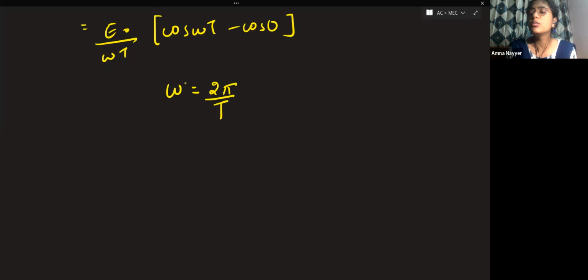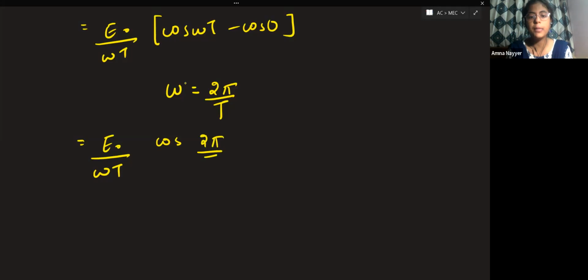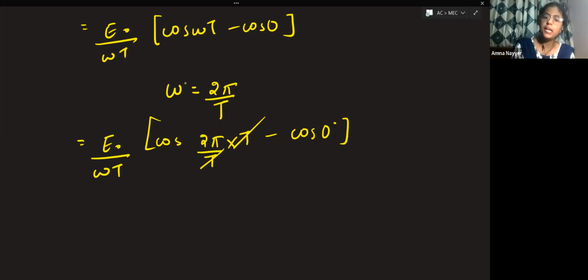Because how will we solve this further? Both are different things, no? Here we have 0. Here we have omega t. We have to have a number. So when you solve this, this becomes E naught by omega, cos 2 pi by T into T, minus cos 0 degree. T gets cancelled. So cos 2 pi we know. Cos 2 pi is 1. I'll write it down. Cos 2 pi is plus 1.